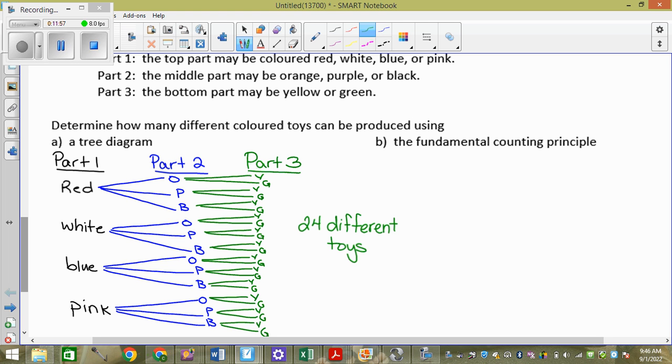So how does the fundamental counting principle work? Well, I said to you that if you have different parts and you need to use each part, so I need part 1, I need part 2, and I need part 3, correct, to make this whole toy. If I need that, I can put a blank for every part. So this blank is for part 1. This blank is for part 2. And this blank is for part 3.